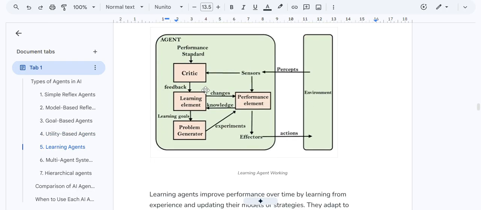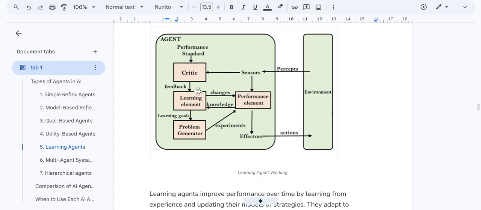Learning agents. Learning agents learn using an LLM, learning more factors and components. If we use history memory, a factor database, and a large language model, you can use Ollama Mistral 7 billion instruct. All this performance is in one agent. It has a performance standard, critic, sensors, feedback, and a learning element that changes knowledge using backpropagation and forward propagation, plus performance elements, learning goals, and a problem generator for experiments. Effectors send input and give output to the environment.